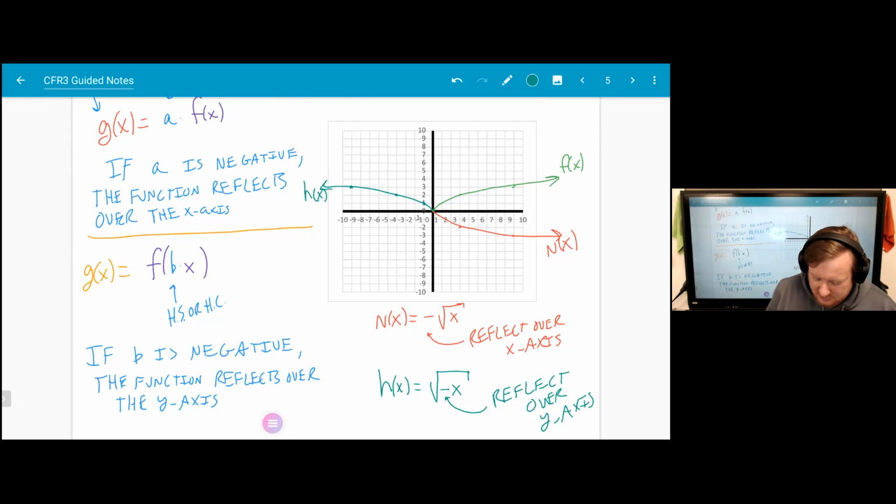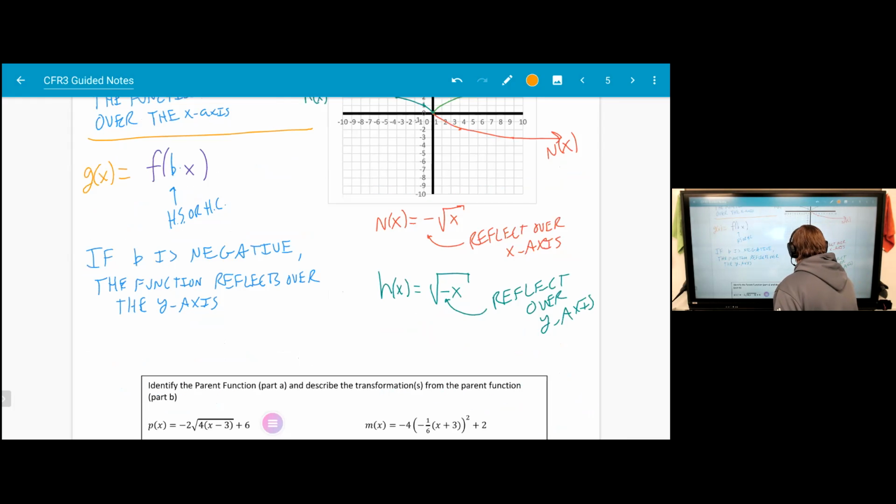Lots of things. So, Mr. Brayman, what happens if you put negatives in both places? I'm glad you asked. What if you had something like z of x, negative square root of negative x? Great question.